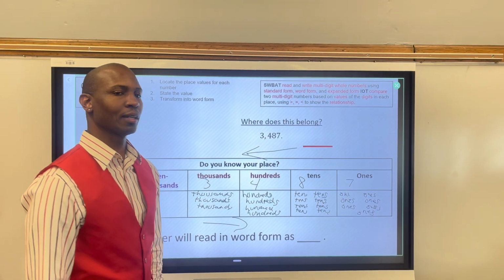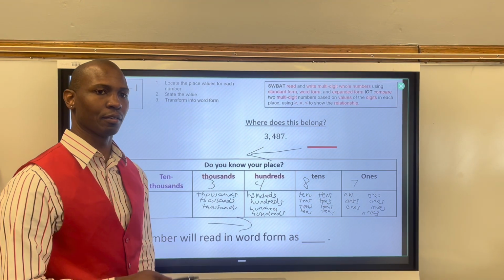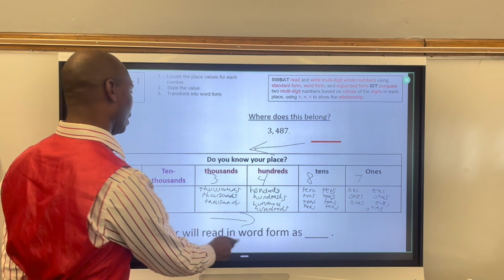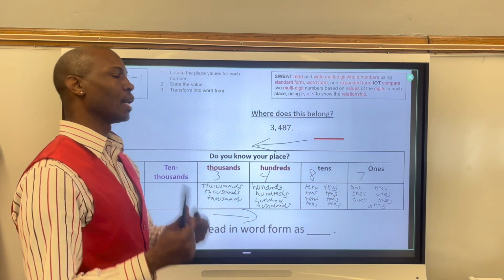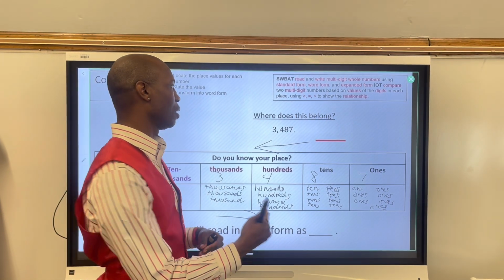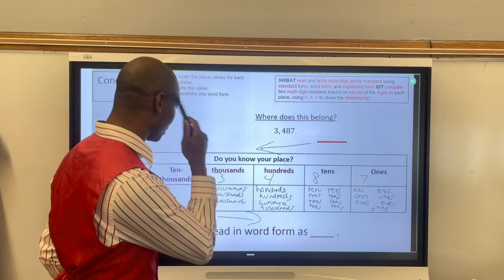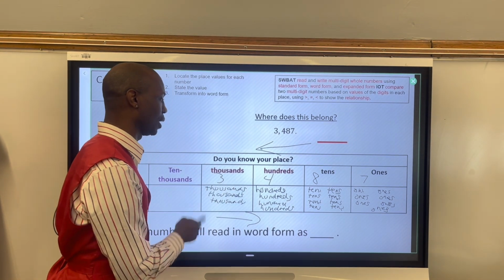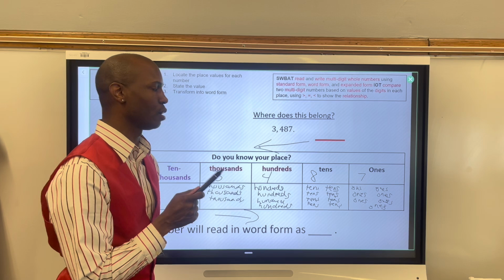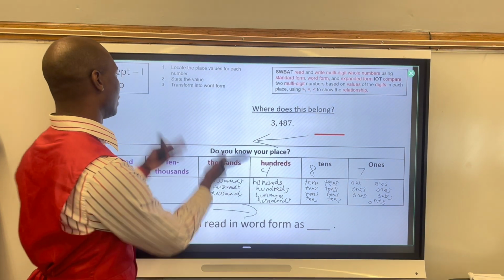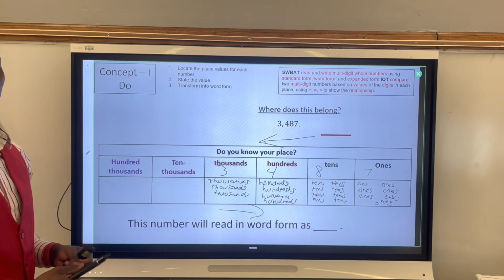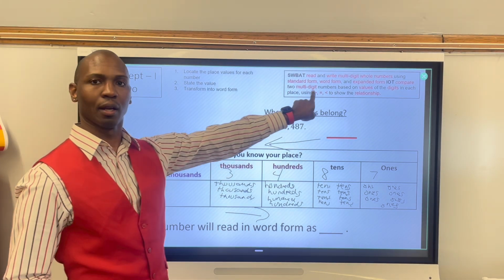3,487. 3,487 would be what I would say in word form. And that's what I'm looking at in my word model. Me, just as an I do, thinking through this process, would articulate to students 3,487.